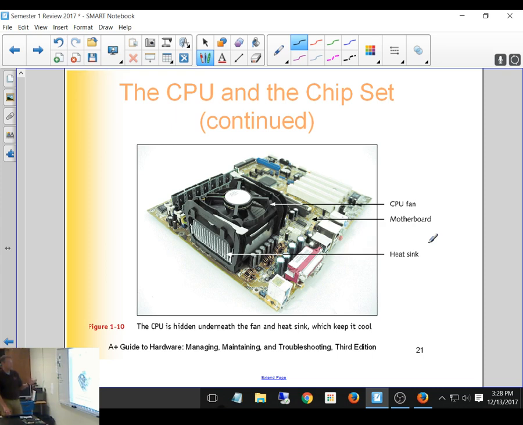When we look at the CPU, one of the things that, by the way, we didn't get in Chapter 4 that I forgot to talk about was cooling. So we're going to talk about CPU cooling when we get back.